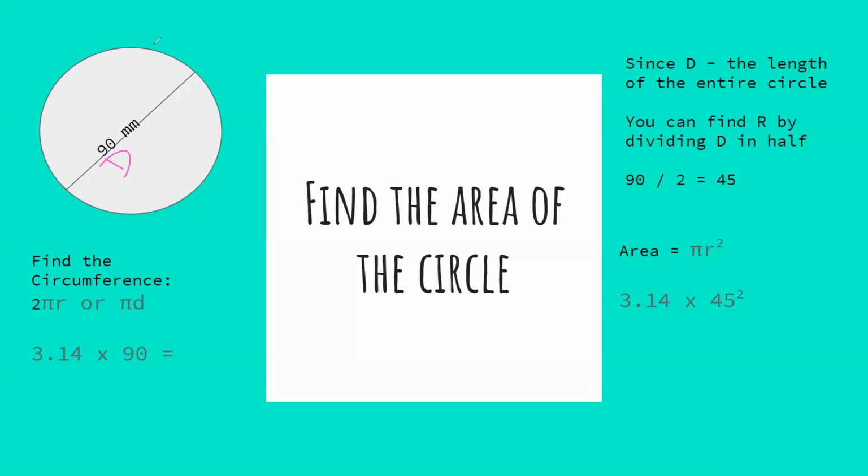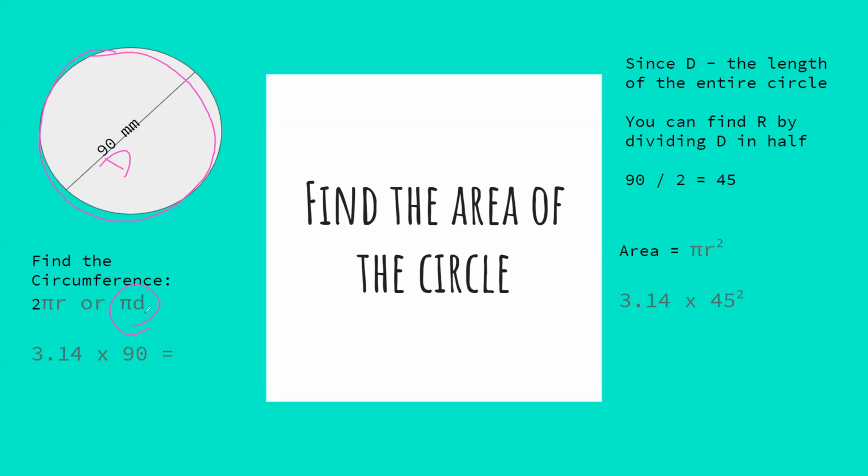I'm going to first find the circumference. Remember, circumference is the distance around the shape. I had the 2 formulas that I could use. I could either use 2 pi r or pi d. Since I don't know r, I could figure out r, but since I'm already given d, I'm going to use this formula for the diameter.